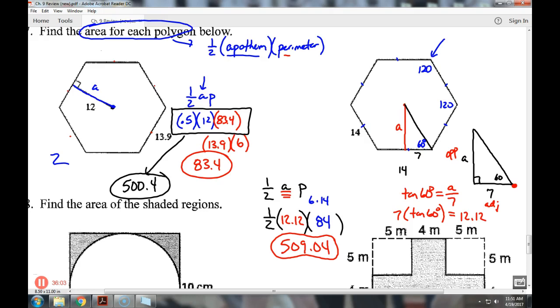You also could have used special right triangles. You also could have used this one and gone up here and just did 7 radical 3, and that would have been a lot faster, and you could have skipped the trig if you remember your special right triangle stuff.